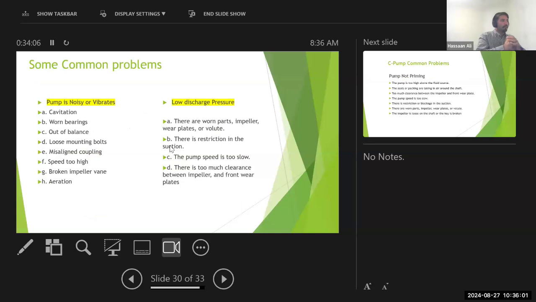Some common types of pump problems. There are two common types of pump problems. First, the pump is too noisy or vibrates. It means either it is cavitating, or the bearings are worn, or the pump is out of balance. That means the impellers are not balanced anymore, so it is creating unbalanced motion. Another cause is loosening of the bolts that fasten it to the frame. Another is misaligned coupling alignment. The coupling is the part that connects the pump's shaft to the prime mover shaft. If there is any misalignment, it can result in a lot of vibration. And then a broken impeller vane is another reason for noisy or vibrating pumps.